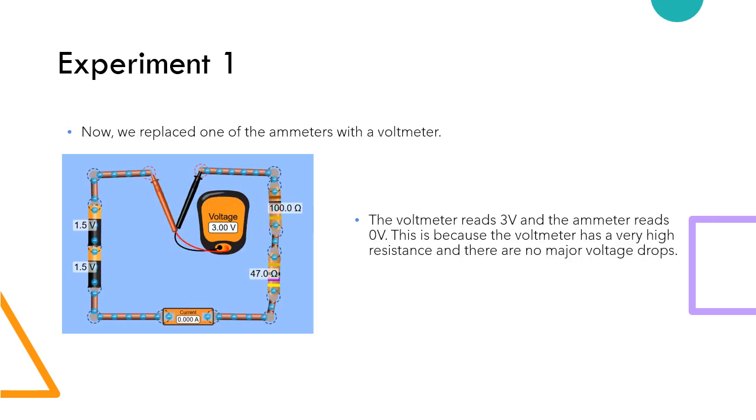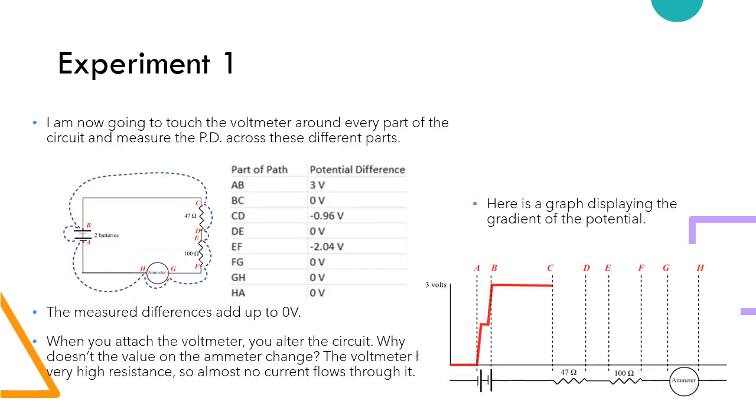Now we replace one of the ammeters with a voltmeter. The voltmeter reads 3 volts and the ammeter reads 0 amperes. This is because the voltmeter has a very high resistance and there are no major voltage drops. Experiment 1 as well: I am now going to touch the voltmeter around every part of the circuit and measure the PD across these different components of the circuit.